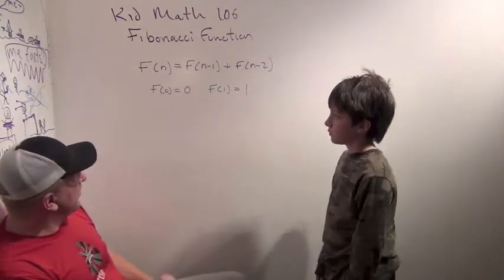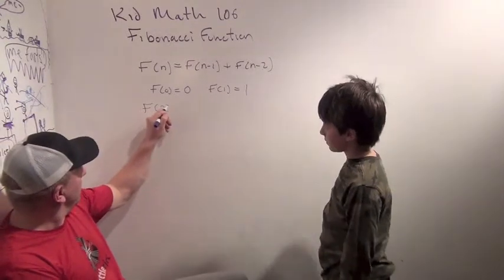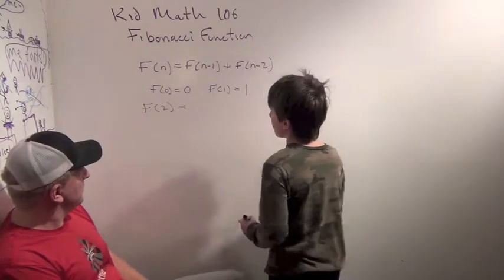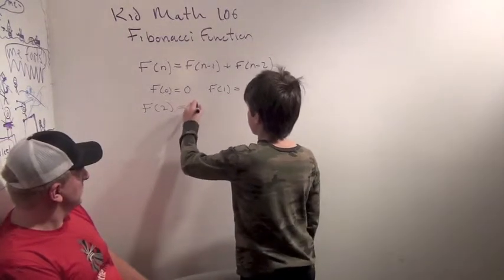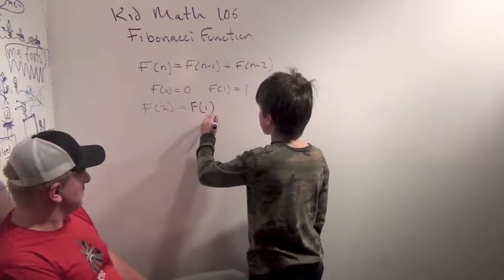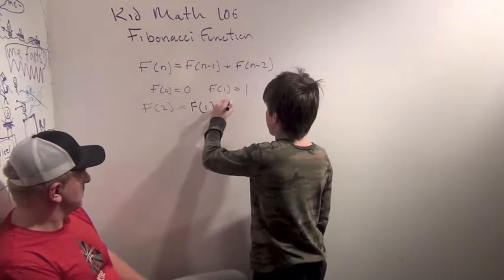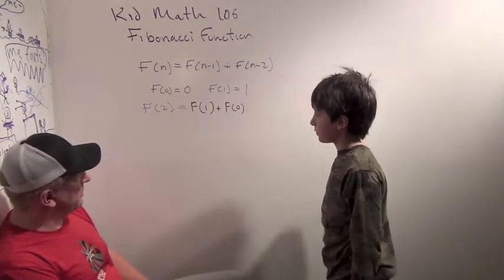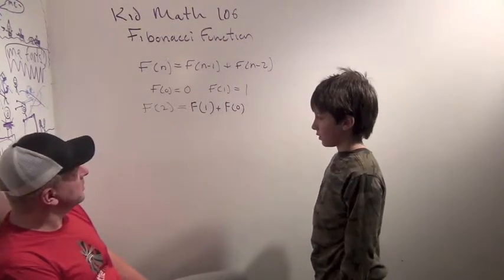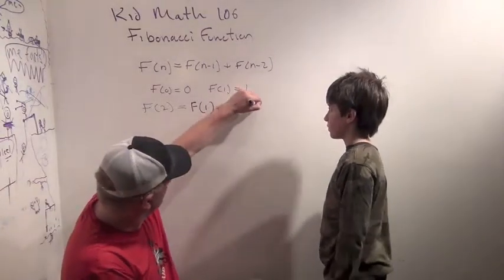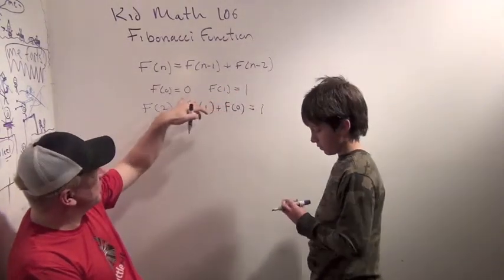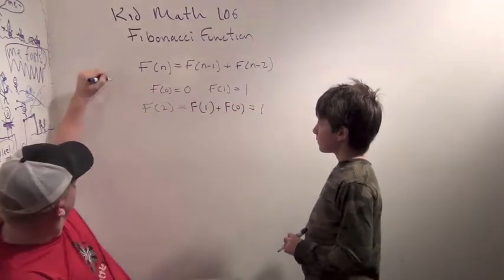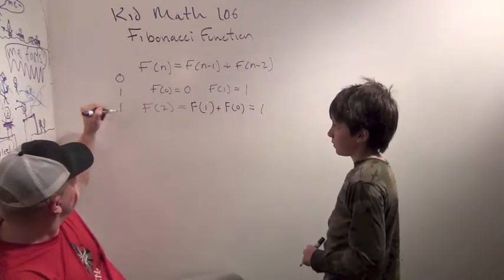Okay, and let's see how that works. What is f of 2 going to equal? It's going to equal f of 1 plus f of 0, which just equal 1 and 0. Very good. So what does f of 2 equal? 1. Okay. Which is just what you wrote down, by the way. Now, I'm starting with 0, 1. You started with 1, 1. It doesn't really matter where you start. So we have 0, 1, 1.